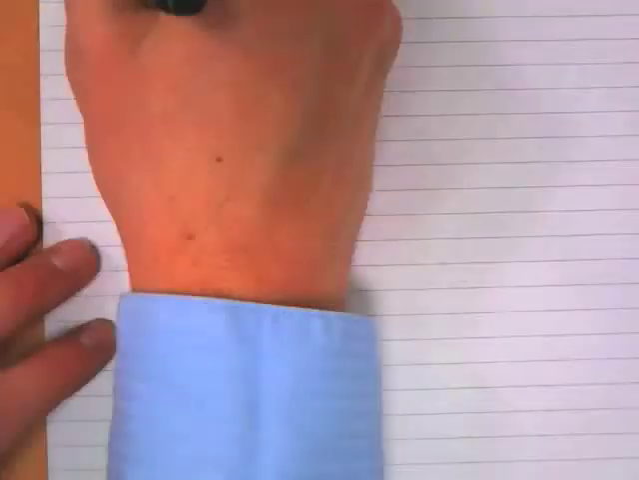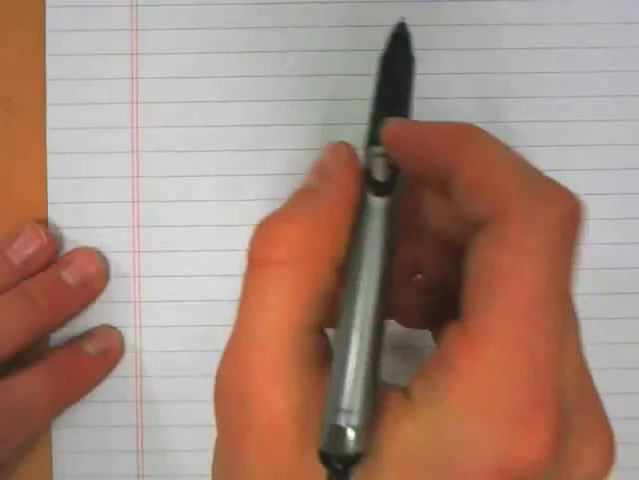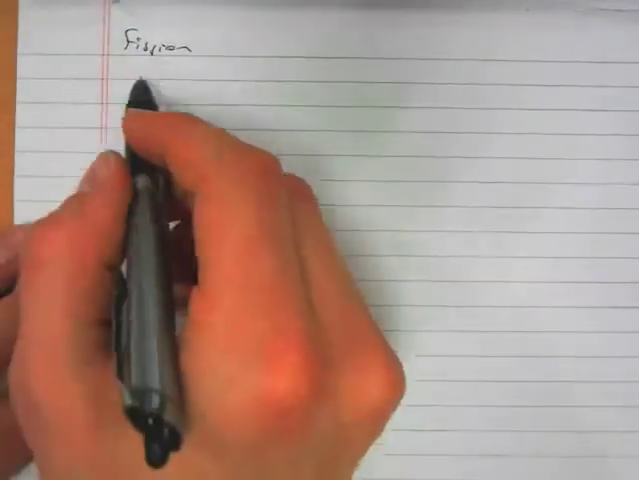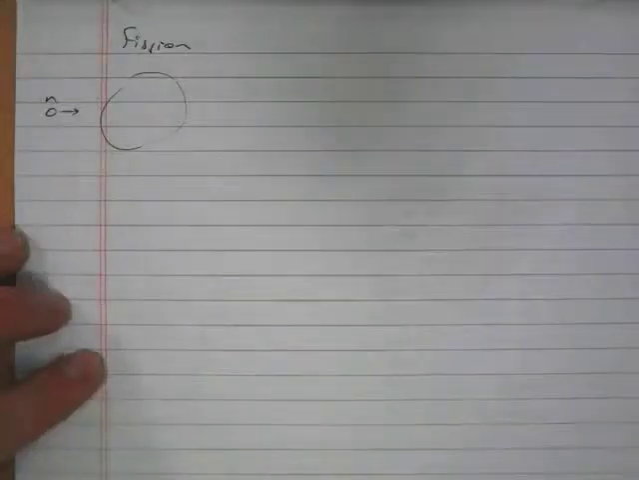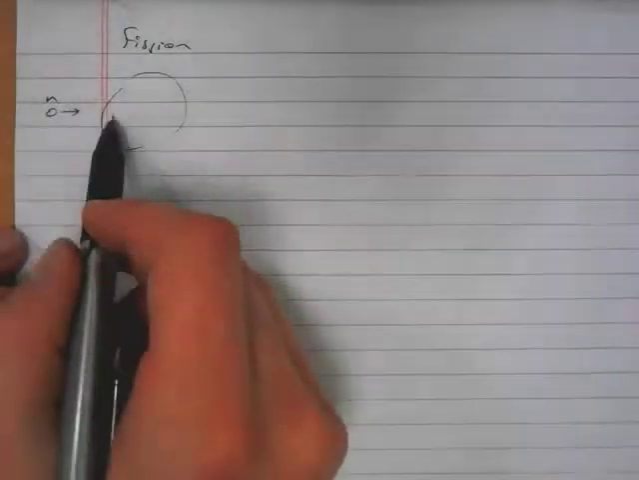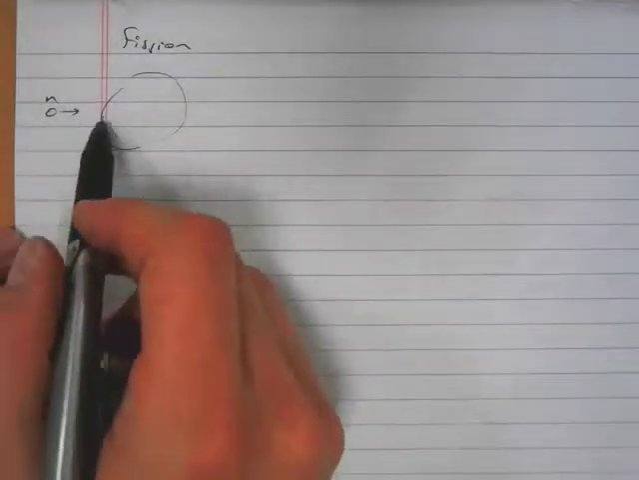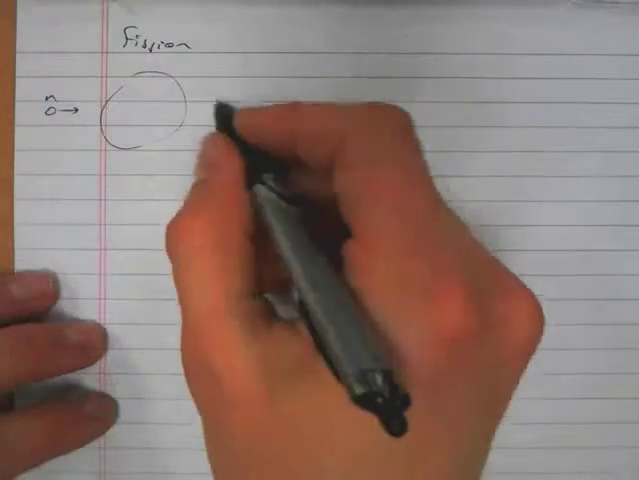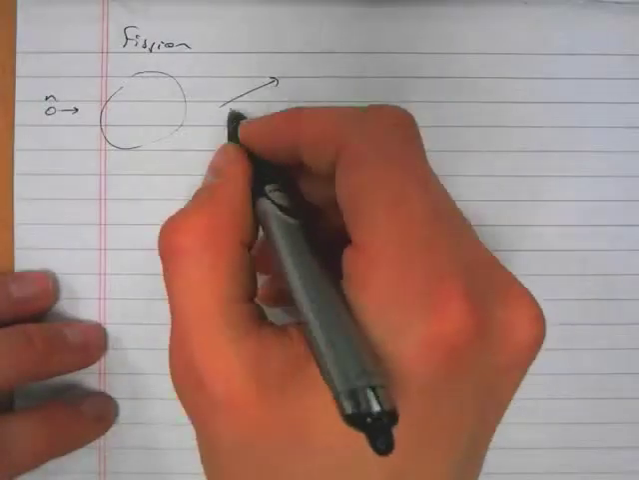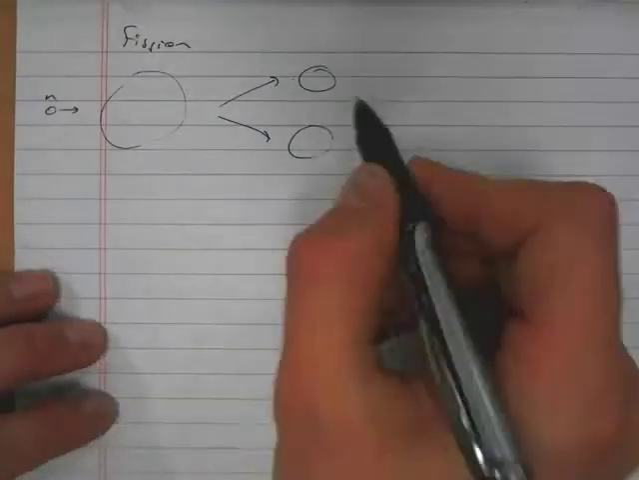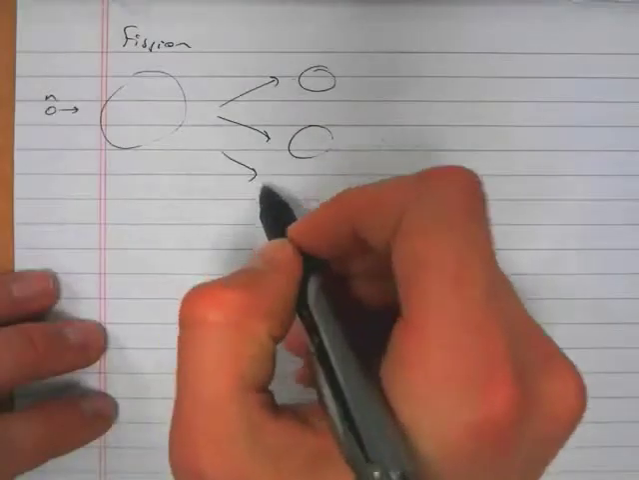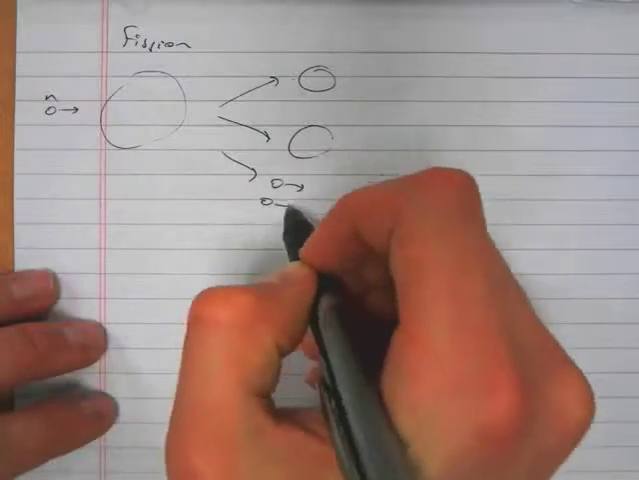So what happens in a fission reaction is that you've got your big uranium atom, and it gets hit by a neutron that's moving pretty slowly. Slow neutron. It hits the atom. It's absorbed, and the atom kind of starts wiggling around and then splits into two smaller atoms and another neutron or two or three.